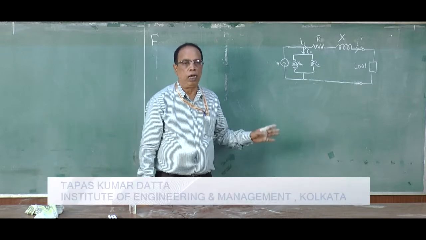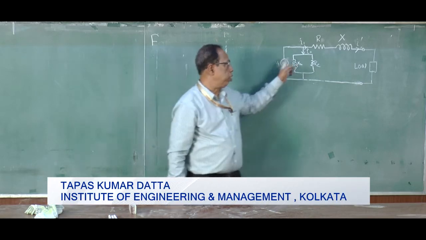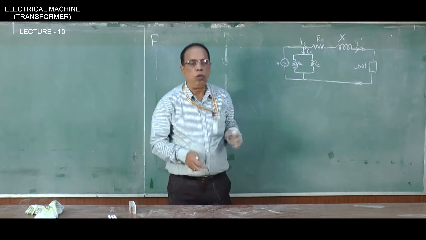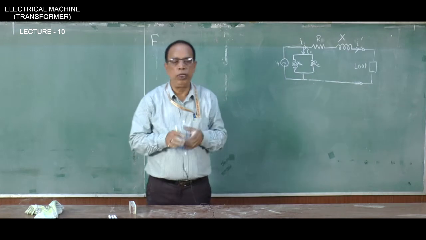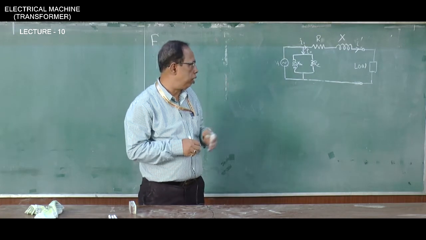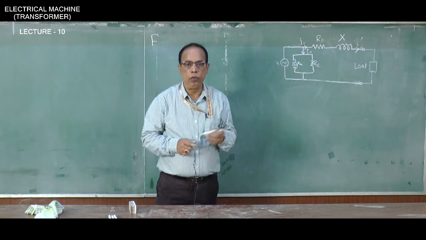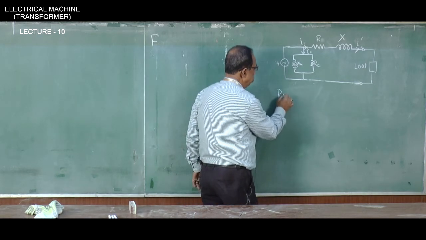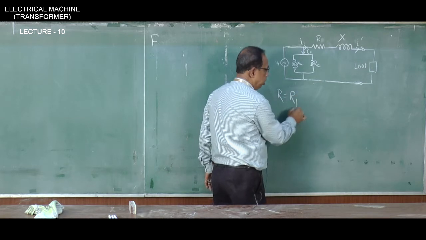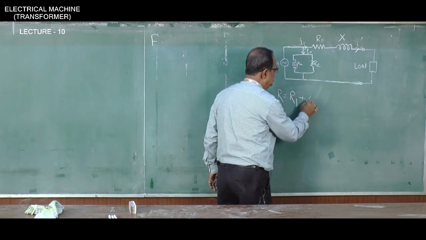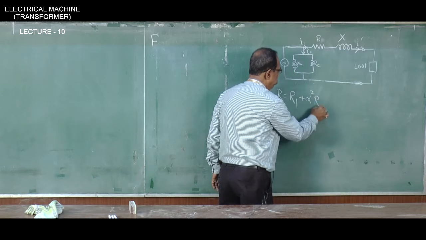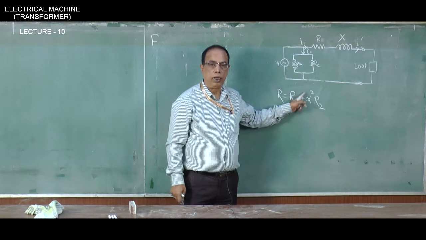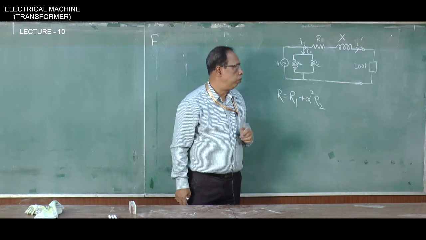To measure the equivalent circuit parameters, that means R, Xm and Rc, we will have to find out how they can be measured just by circuit analysis. If you just look at this, what is R? R is equal to R1, that is the resistance of the primary, plus alpha square R2. That alpha is the turns ratio of the transformer.